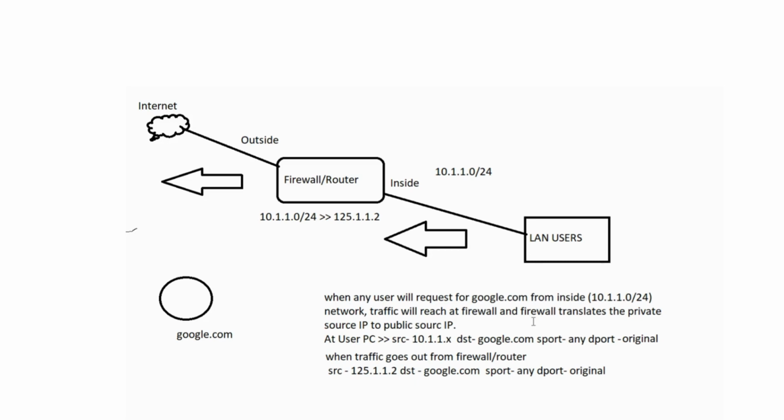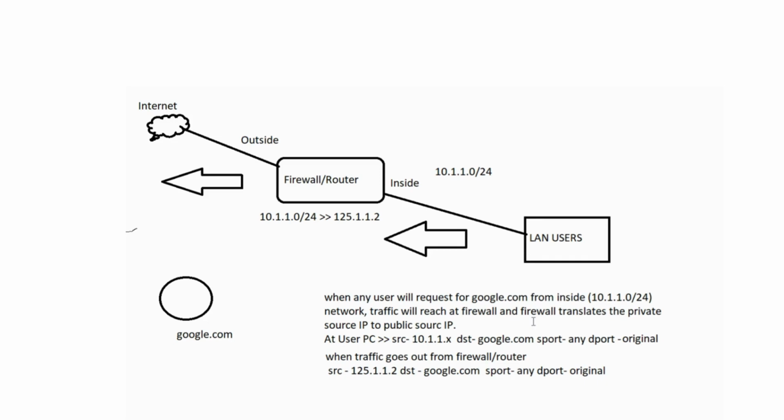So when the traffic initiates from the LAN side, so source will be 10.10.1.x and destination will be google.com or any internet service. The source port will be any random port and destination port will be original port on which the service is running. So traffic comes at the firewall and firewall checks all the routing part, policy part, and when the traffic goes out from the firewall it NATs the traffic.